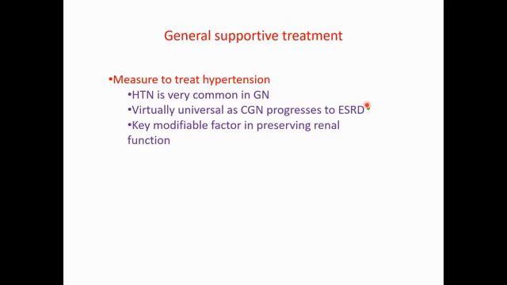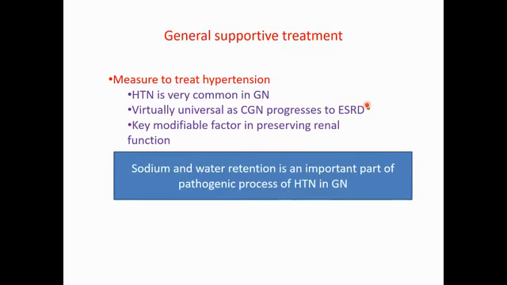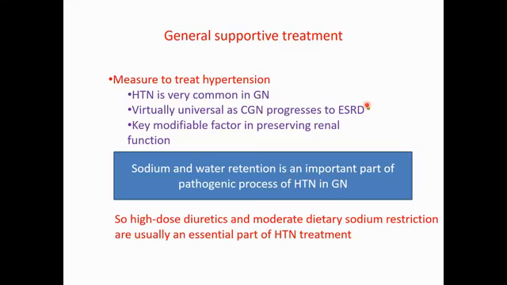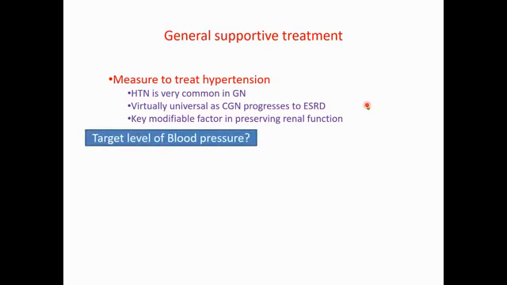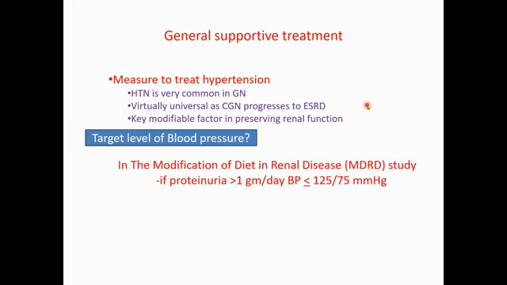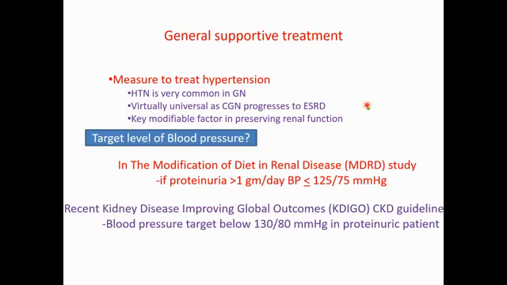The key modifiable factor is preserving the renal function, so we should preserve the renal function. Sodium and water retention is an important part of the pathogenic process of hypertension in GN, so we should focus on sodium and water. High-dose diuretics and moderate dietary sodium restriction are usually an essential part of the management of hypertension. Regarding the target level of blood pressure, the MDRD is the Modification of Diet in Renal Disease study. If proteinuria is more than 1 gram per day, BP should be less than 125/75.